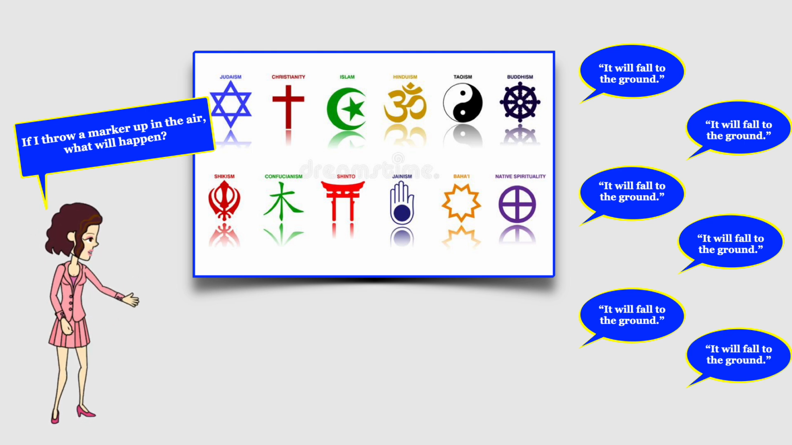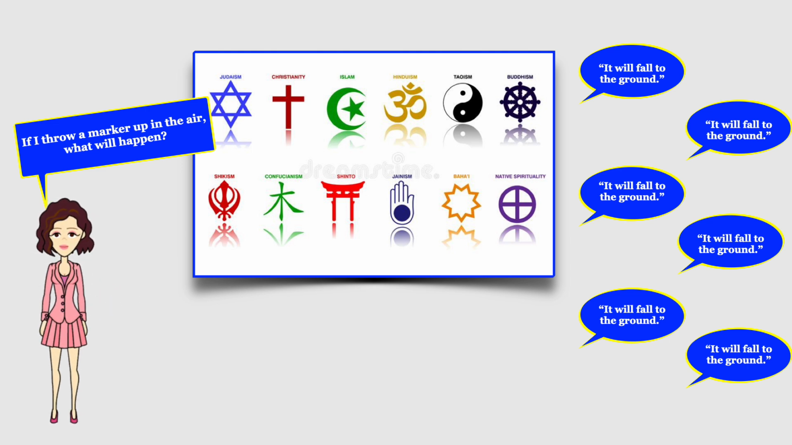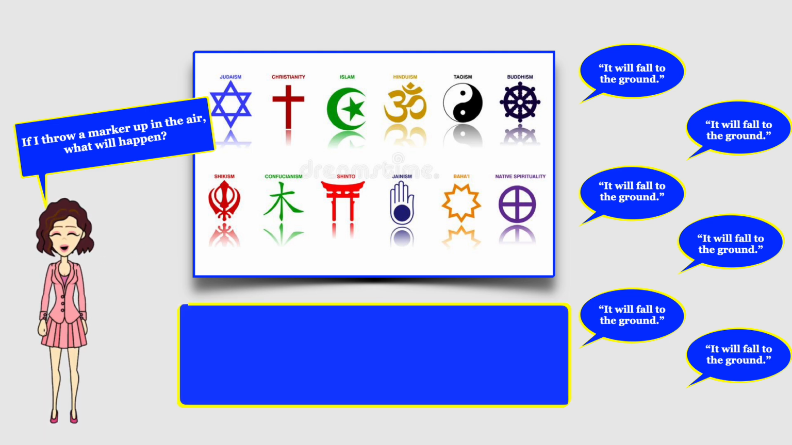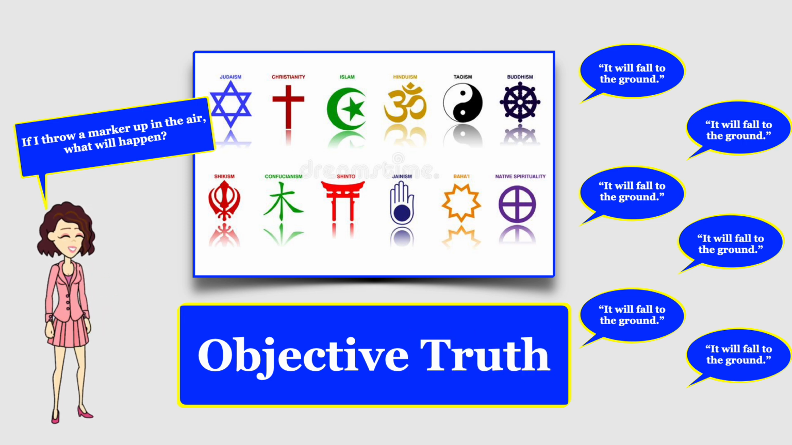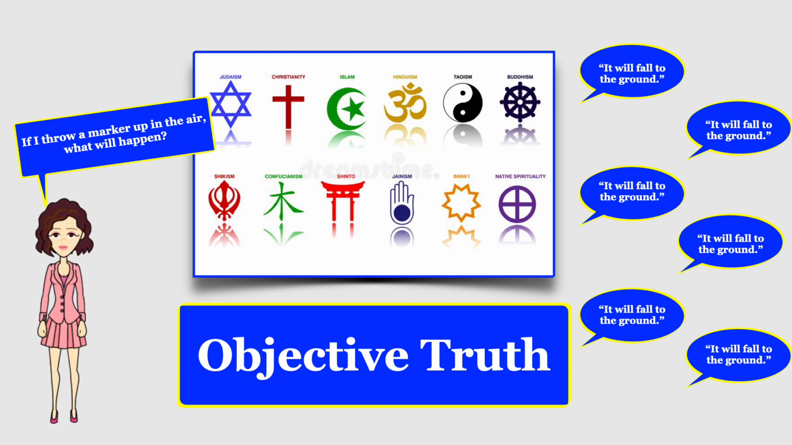So why do all of these people who have very different subjective realities when it comes to their religious faith share this common answer in terms of what will happen when a marker is thrown up in the air? Because the answer to that question is an objective truth. It is something that everybody or most people have witnessed and everybody accepts as truth. Due to the laws of gravity, this marker or whatever we throw in the air that's heavier than air is going to come down to the ground.